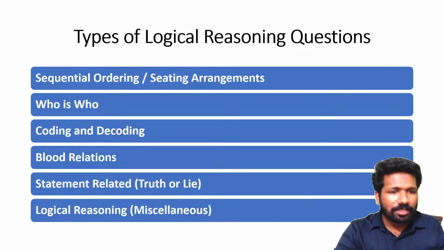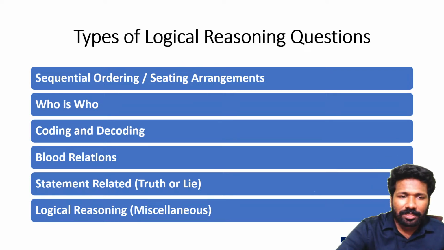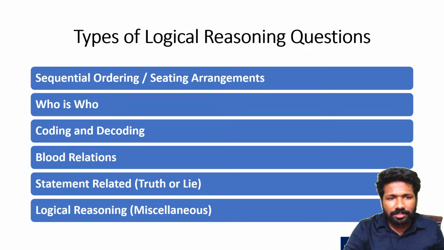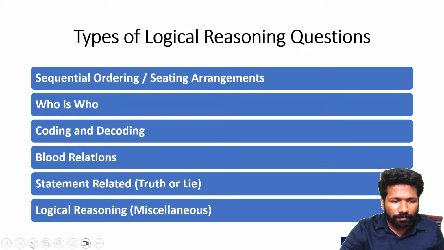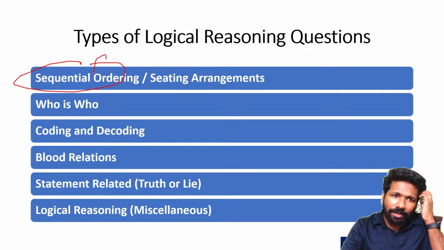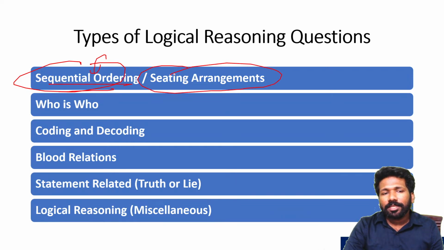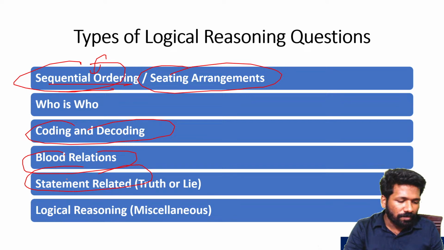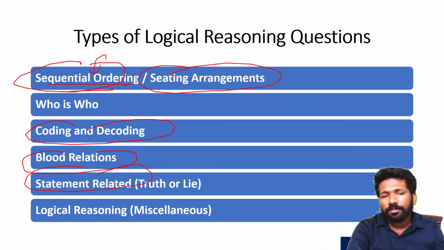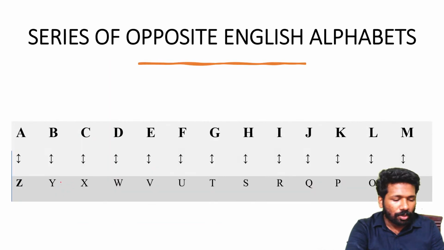So reasoning, these are the major topics, in the sense in the CSIR exam maximum questions are asked from a few of these topics that we will be discussing. Sequential ordering, or another name for that is ranking and ordering, seating arrangement, coding decoding, blood relation, statement related problems. These are the topics from which questions are asked more. Those we will be discussing in this course.